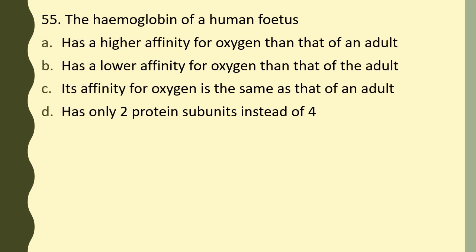Question number 55. The hemoglobin of human fetus, option A, has higher affinity for oxygen than that of an adult. Option B, has lower affinity for oxygen than that of adult. Option C, its affinity for oxygen is same as that of an adult. Or option D, has only 2 protein subunits instead of 4. Correct answer is option A, it has higher affinity for oxygen than that of an adult.